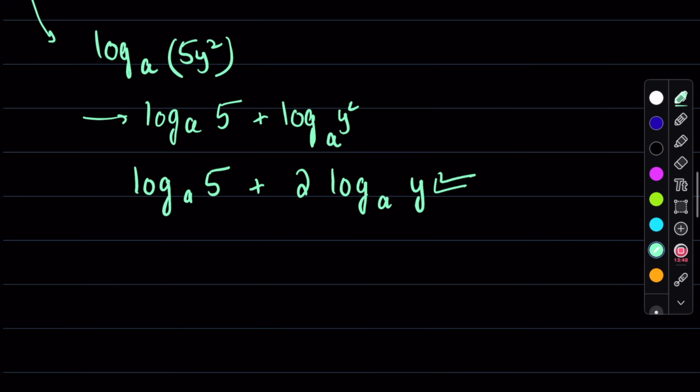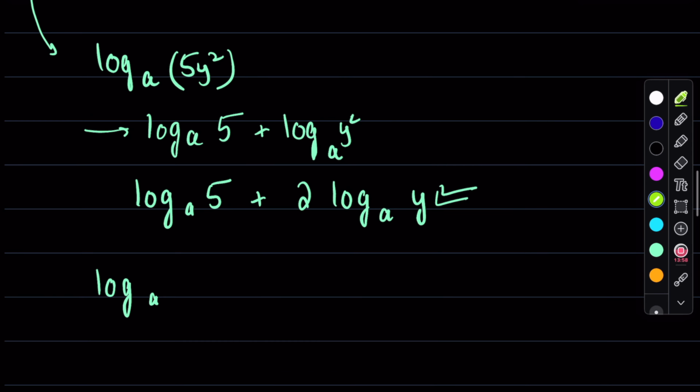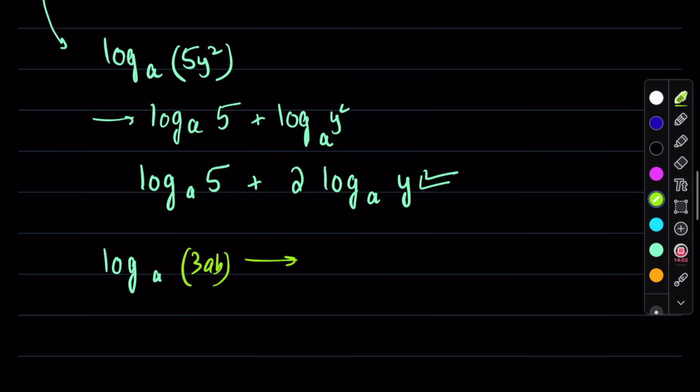Let's take another look at the next question. Log, let me use a different color, this should do. Log with the base of a, 3ab. Okay, so since 3 is being multiplied by a and b, we can write it as log base a, argument of 3, plus log base a, argument of a, plus log base a, argument of b.